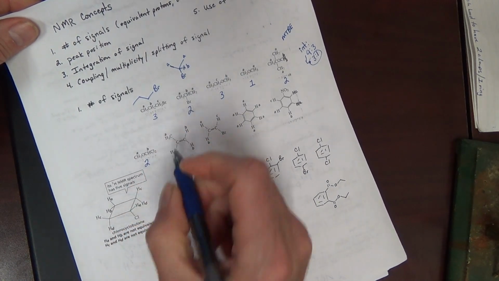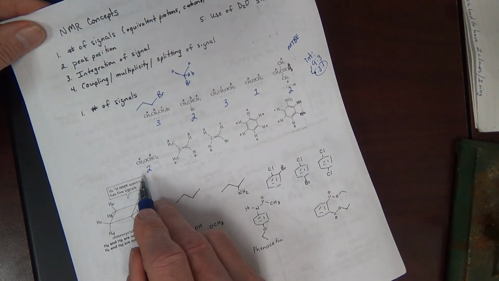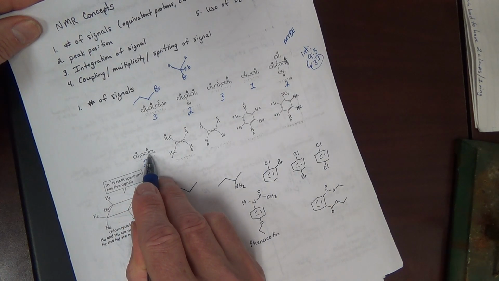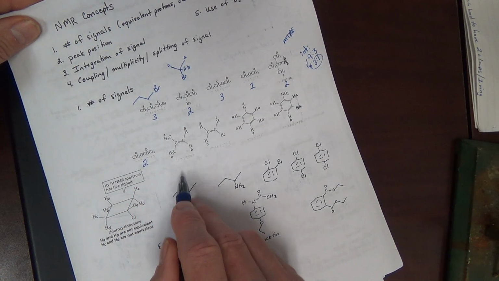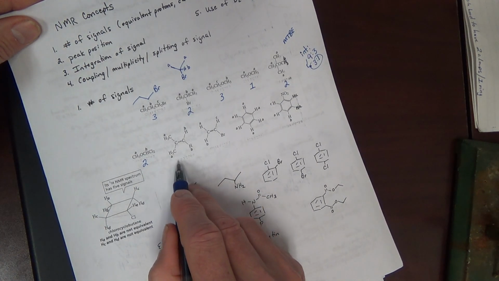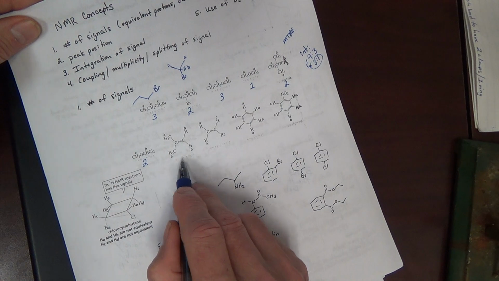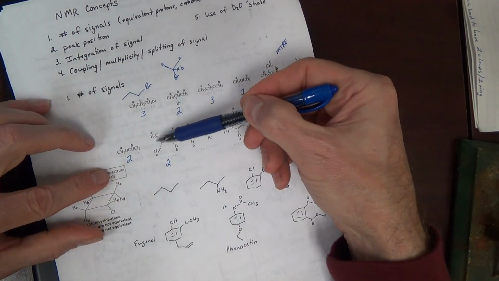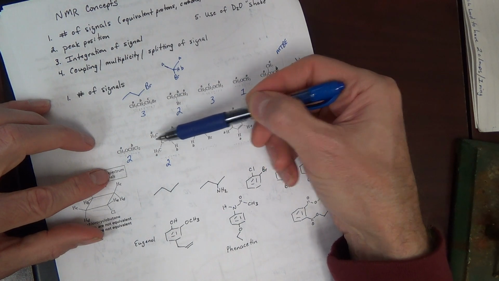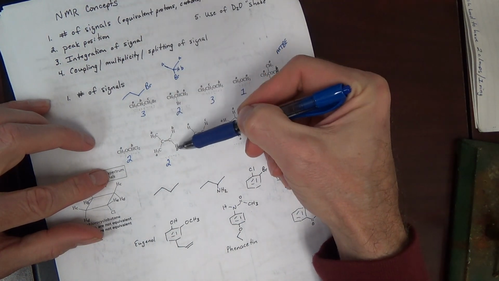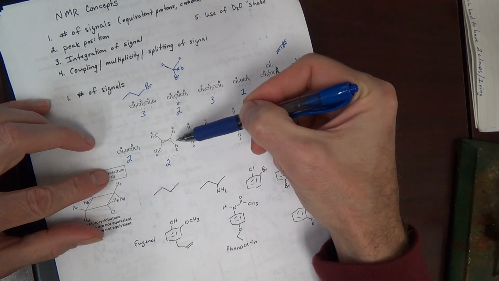Okay, let's stick with number of signals. 2 signals, yeah. The CH3 and then the CH. Alkenes here. Obviously 2 signals, A and B. These 2 methyls are equivalent, and these 2 hydrogens are equivalent. 2 signals.